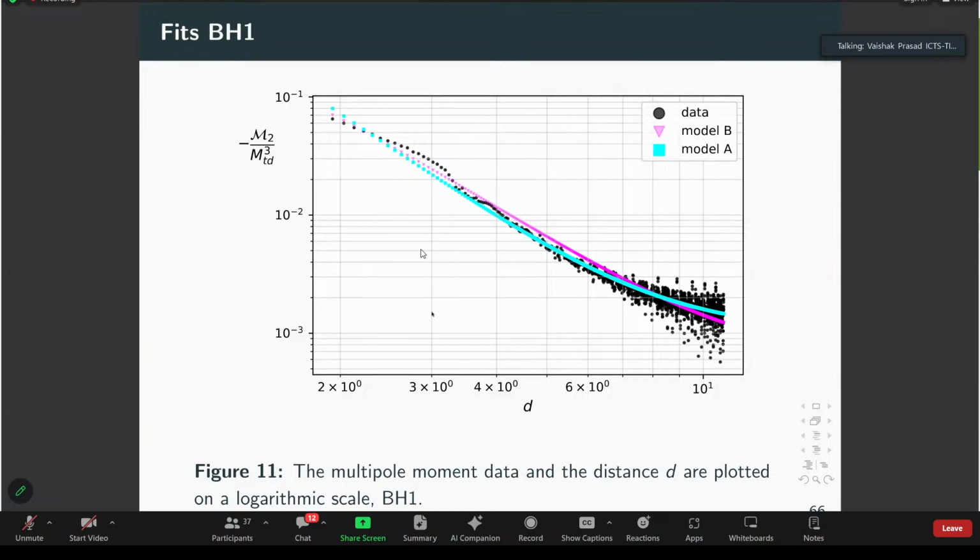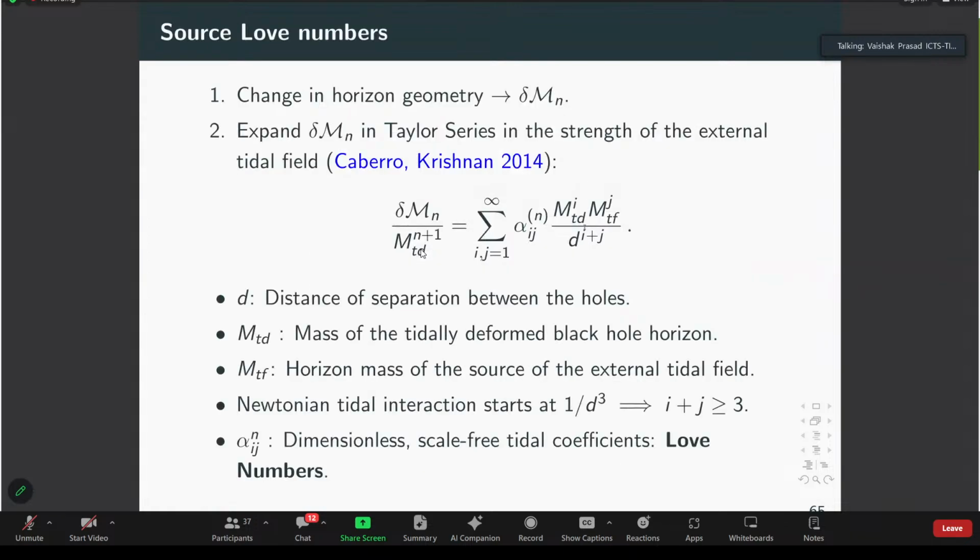So what you see on the screen is the n equal to 2, the quadrupolar deformations of one of the two black holes, black hole 1 actually, the one which is more massive, that's plotted on the y-axis. And what's plotted on the x-axis is the distance of separation between the two black holes. The data points in black are computed from numerical data, from numerical relativity. And what is shown in cyan and magenta are two different models, each one involving one particular term in this expansion. The cyan model actually involves a leading order expansion.